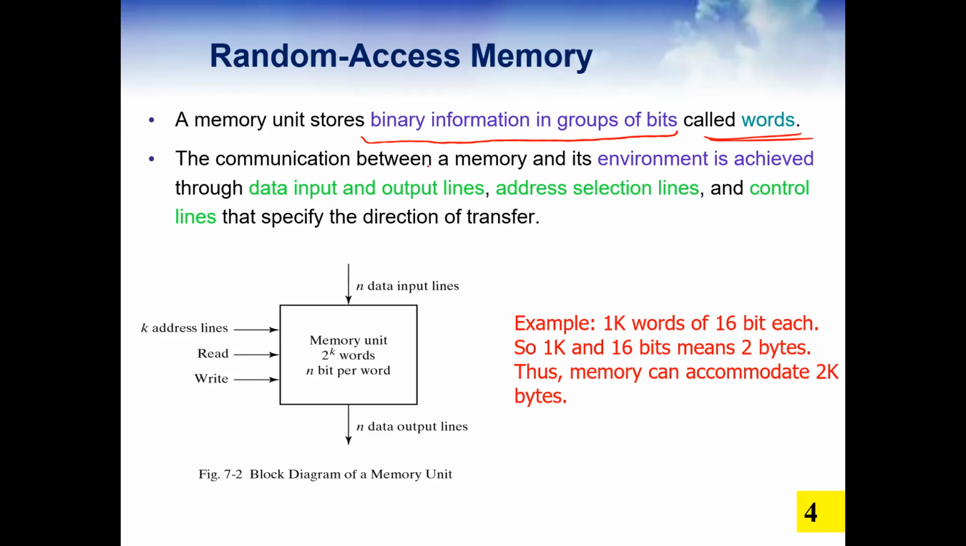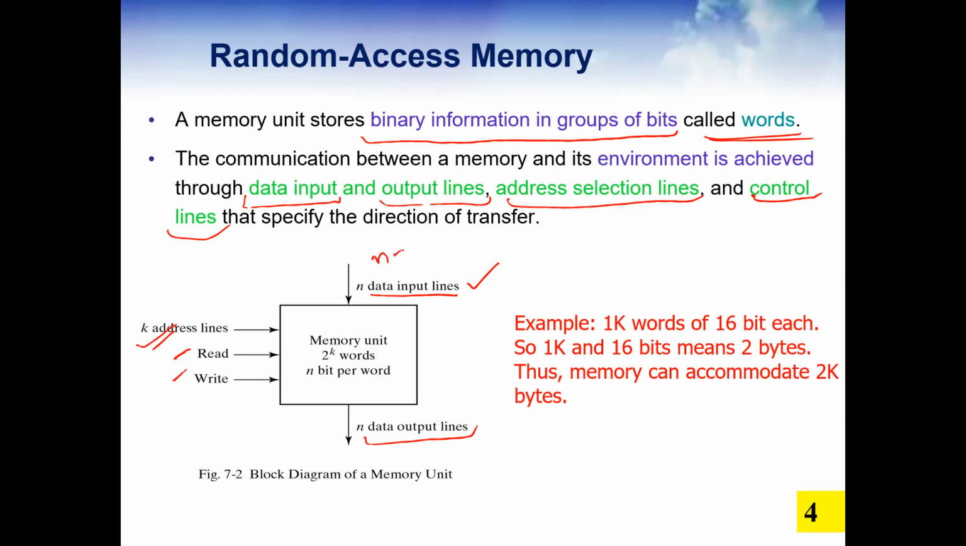The communication between memory and its environment is achieved through data inputs. I told you, we have data input lines, output lines, and address selection lines. Then control lines, which tell whether you are going to perform a read operation or a write operation to the memory. These lines could be n bits long. As I said, n is the number of bits that a register can store simultaneously.